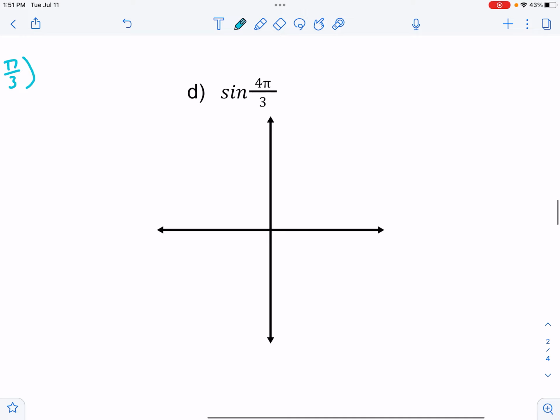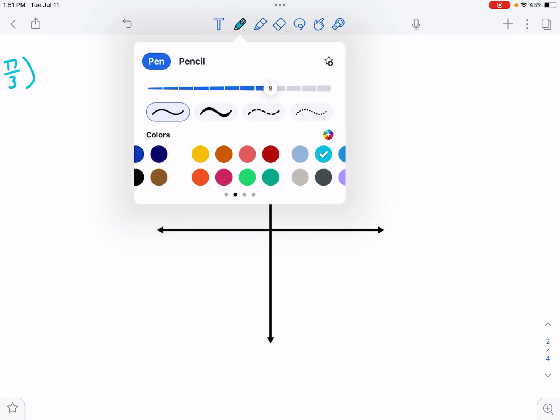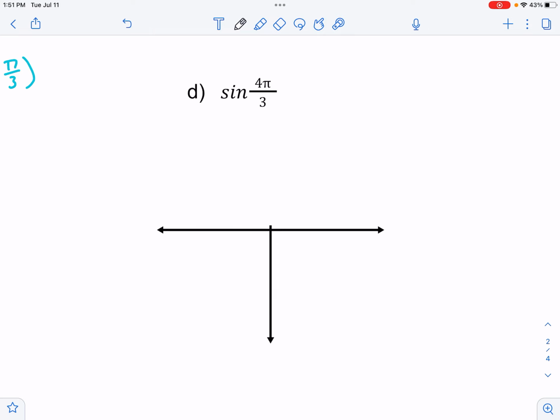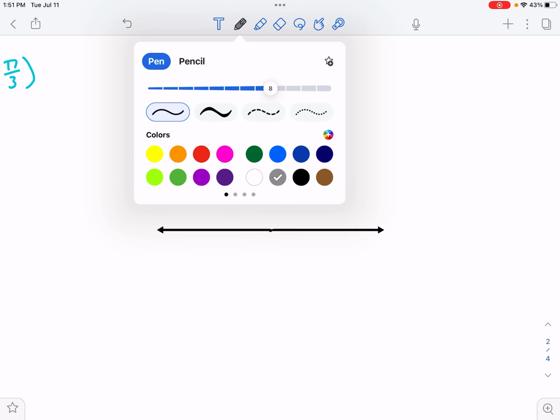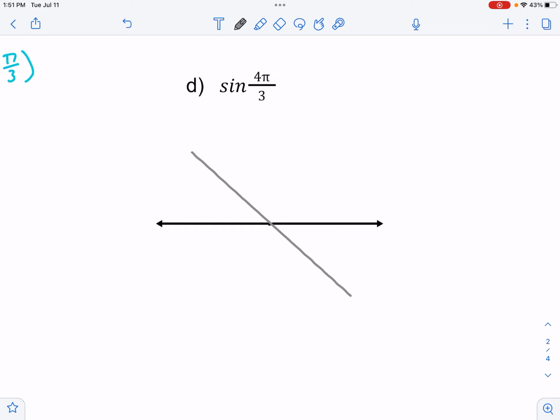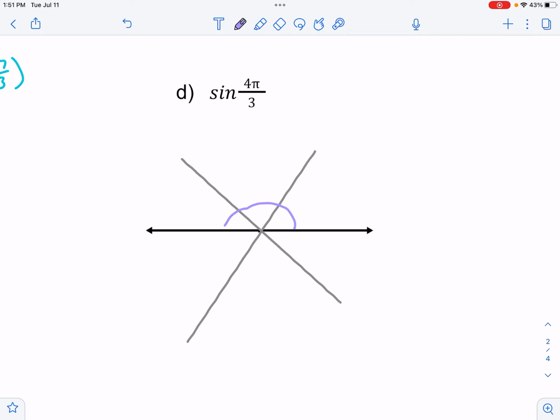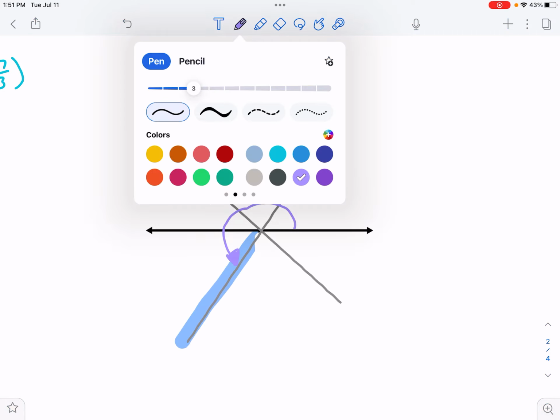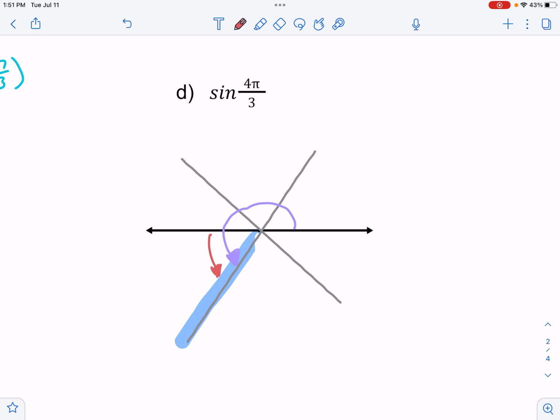Okay, last but not least, I have sine of 4 pi by 3. Once again, I've got a pesky denominator of 3, so I'm going to erase my y-axis and split this up into thirds. Okay, it's positive, so I'm going to be going around the normal way. 1, 2, 3, 4. My terminal arm. My related acute angle is pi over 3.